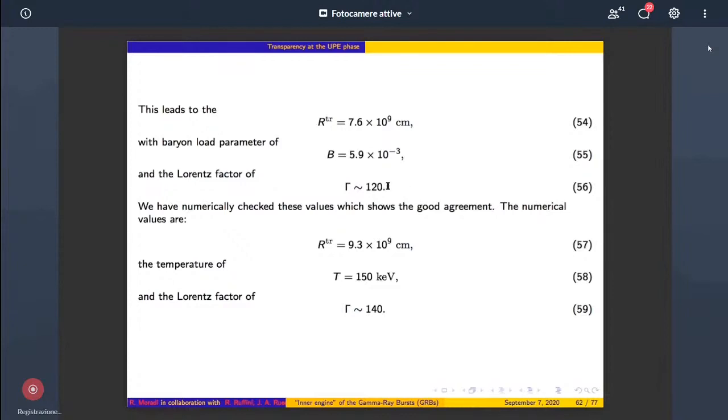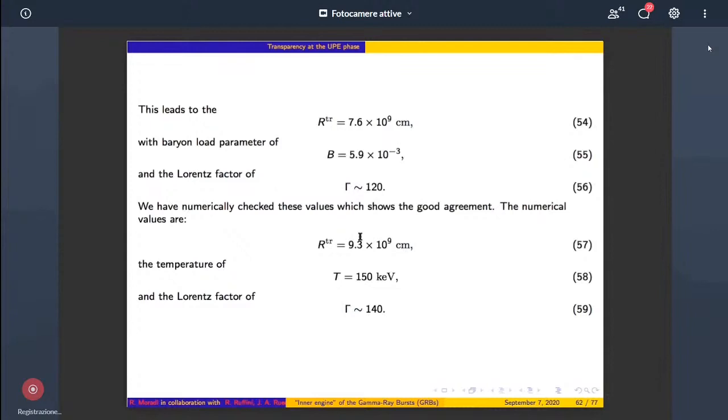And as you can see, around 120, and baryon load around 10 to the minus 3, and the transparency is around 10 to the 10 centimeter. And when we use the fully numerical solution, they are in good agreement, giving more or less the same result.